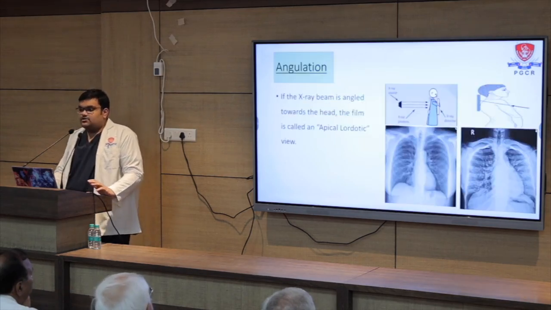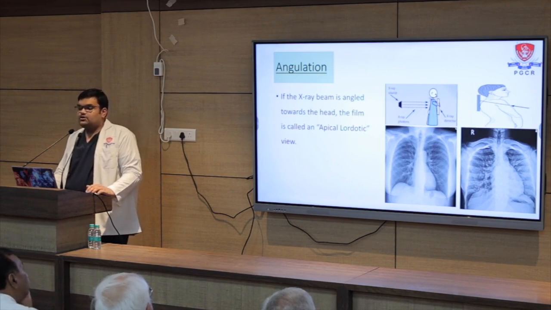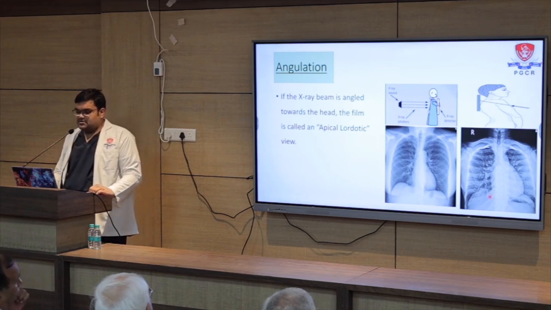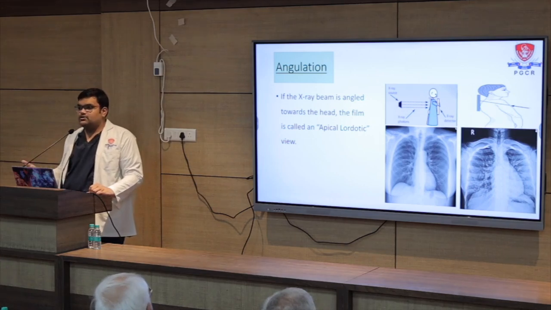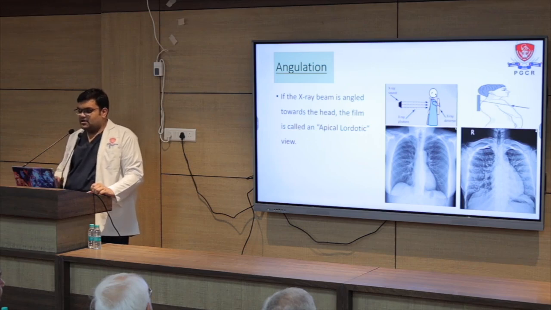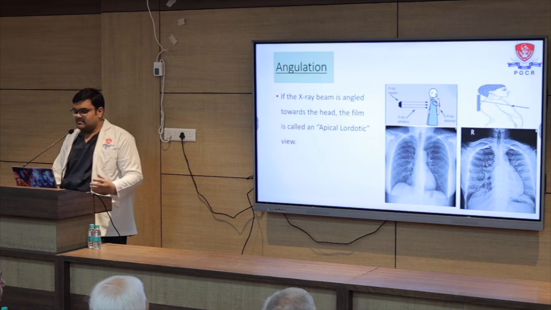Finally, we have angulation. Angulation refers to the angle of the X-ray beam to the perpendicular orientation of the patient's body. Typically, we try to keep it parallel to the orientation, and any deviation from this results in angulation. So, an apical view, as you can see here, is an example of how we manipulate angulation to get a better view of the apices. If the X-ray beam is angled towards the head, the film is called an apical lordotic view. Angulation can distort the appearance of anatomical structures and can simulate or mimic pathologies as well. So the apical lordotic view here is an example of how the angle can be manipulated. This is typically used to look at the lung apices.